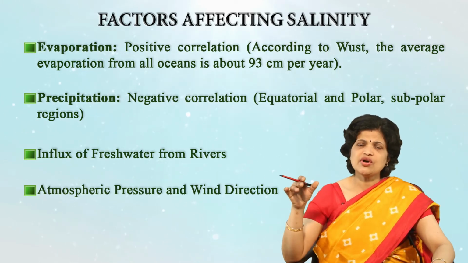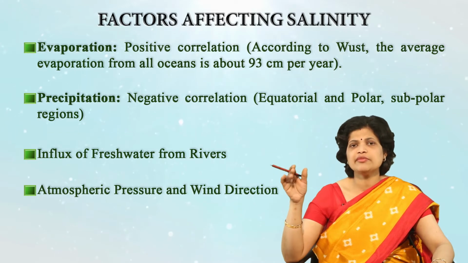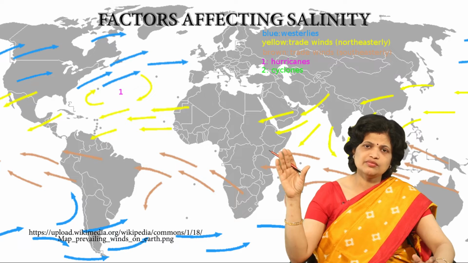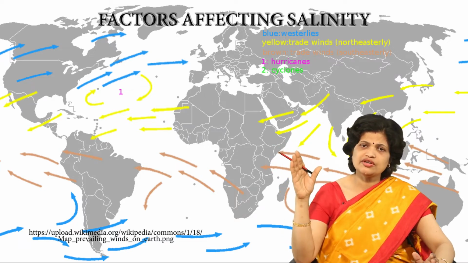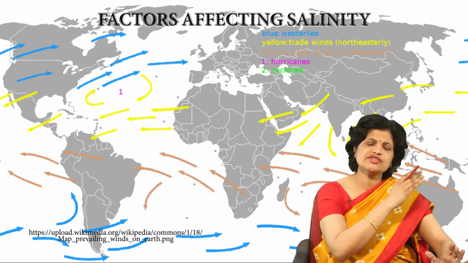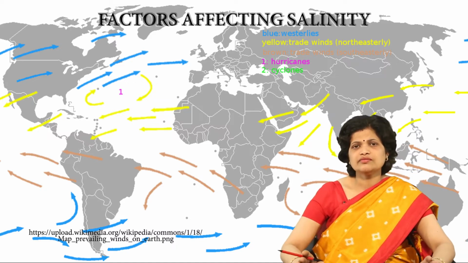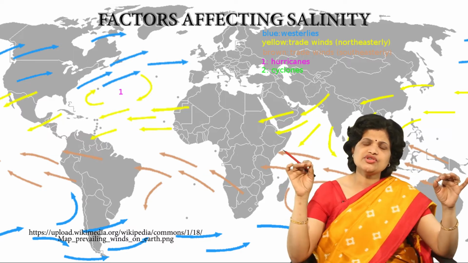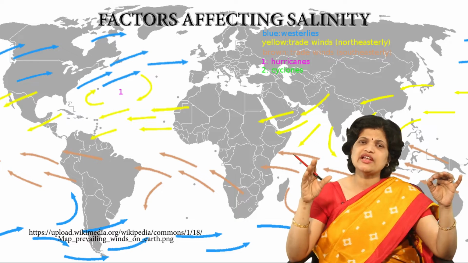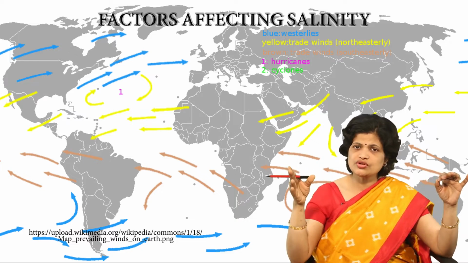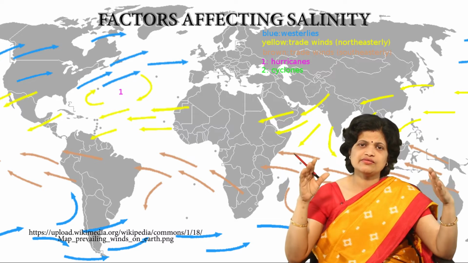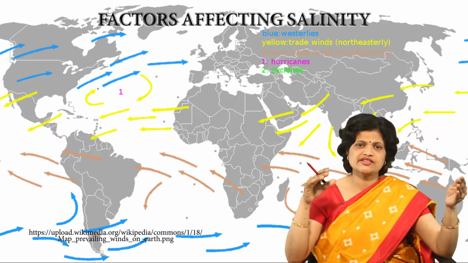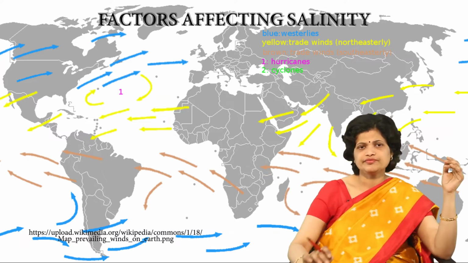And wind direction also has an effect on salinity, like take for example trade winds. Northeast trade winds and southeast trade winds blow from the eastern part of the oceans, and they deposit water towards the western side of the ocean. So they are responsible for piling up of water in the western side of the oceans, and so there is a decrease of salinity in the eastern side, or the western coast of the continental areas, and the western margins of the oceans show an increase in salinity because the wind direction is towards them.